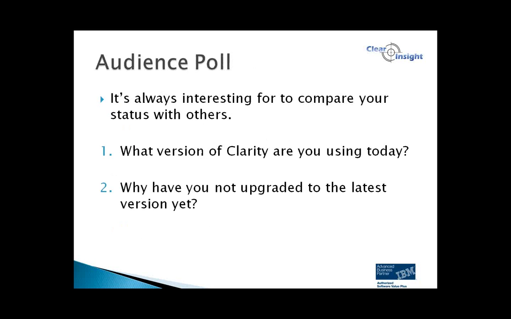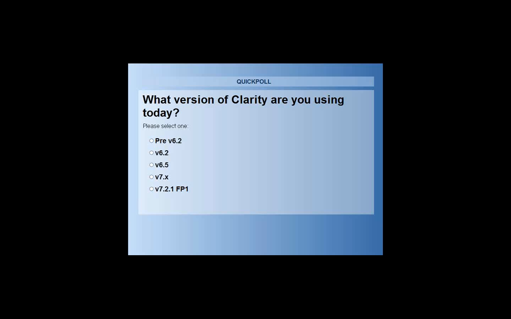Okay, so just to make sure that I have everybody awake here now, we are going to just poll the audience here. It's always interesting to see what everybody on the call has for each of you as well. So Susan's going to put out 2 questions here. The first one is going to be, what version of Clarity are you using today? And then the second question, once we've seen the answer to the first, will be, why have you not upgraded to the latest version yet? And so the poll, I think, is now open. And if you could answer that poll, that would be terrific.